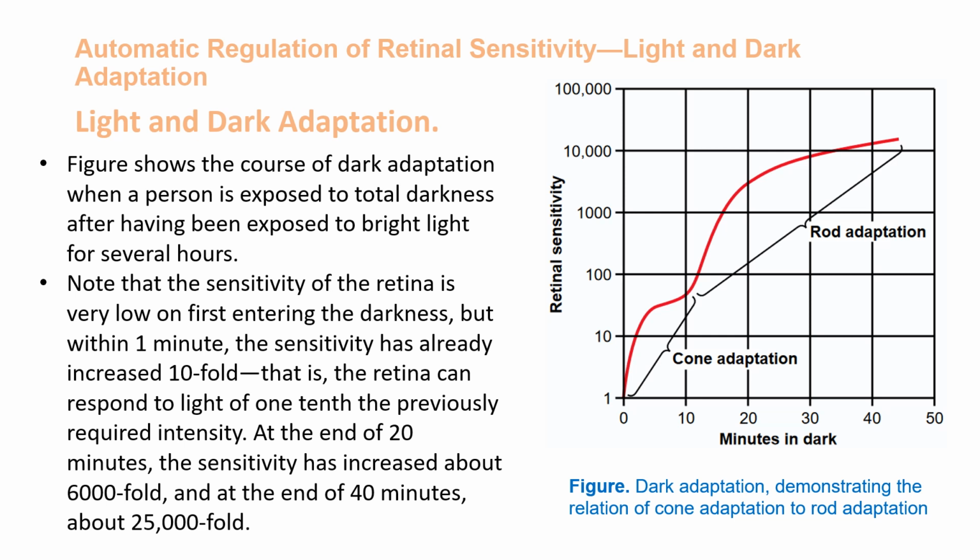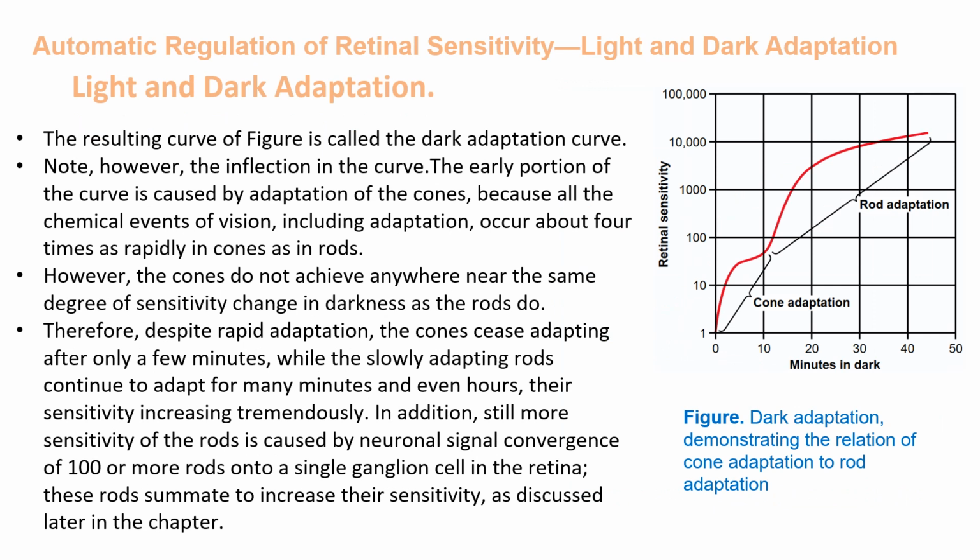Note that the sensitivity of the retina is very low on first entering the darkness, but within 1 minute, the sensitivity has already increased tenfold, that is, the retina can respond to light of 1/10 the previously required intensity. At the end of 20 minutes, the sensitivity has increased about 6,000-fold, and at the end of 40 minutes, about 25,000-fold. Figure. Dark adaptation, demonstrating the relation of cone adaptation to rod adaptation. The resulting curve is called the dark adaptation curve. Note, however, the inflection in the curve.